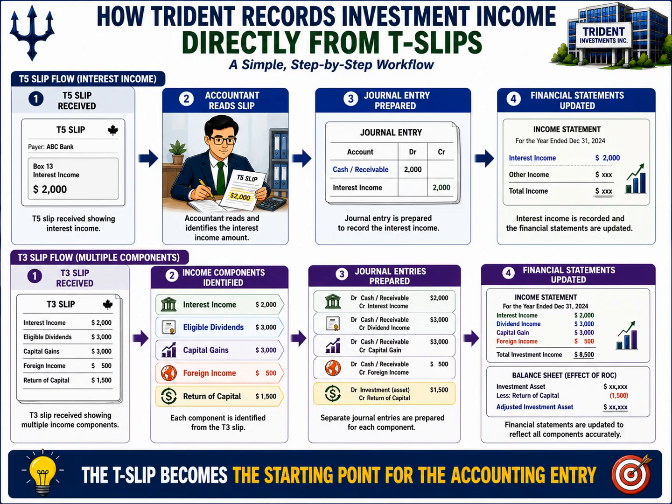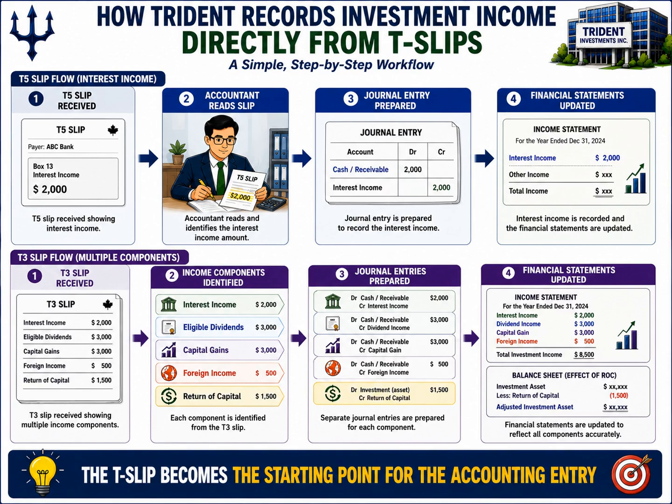The entry records the interest income and updates the appropriate accounts. After the journal entry is posted, the information flows into the financial statements. As a result, the interest income appears on the corporation's income statement and becomes part of the year's reported earnings. Notice how streamlined the process is. There is no need to review dozens of brokerage statements or prepare extensive working papers. The accountant relies on the T5 slip as the source document and records the accounting entry directly from it.